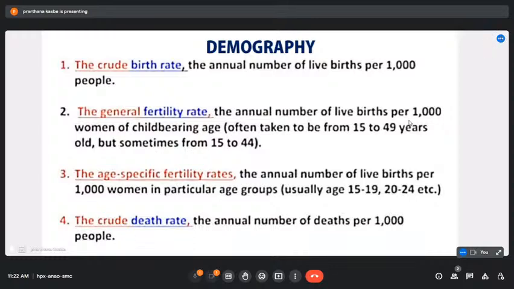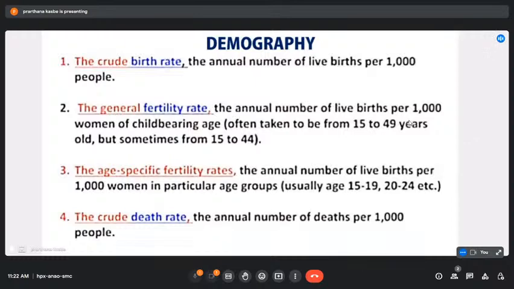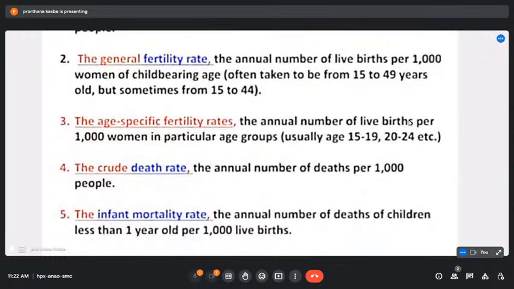Next is the general fertility rate. The annual number of live births per 1,000 women of childbearing age. Often we know that the childbearing age of women is 15 to 49 years, but sometimes it may be 15 to 44 years. Next is the age specific fertility rate. The annual number of live births per 1,000 women in a particular age group. Usually 15 to 19, 20 to 24, etc.